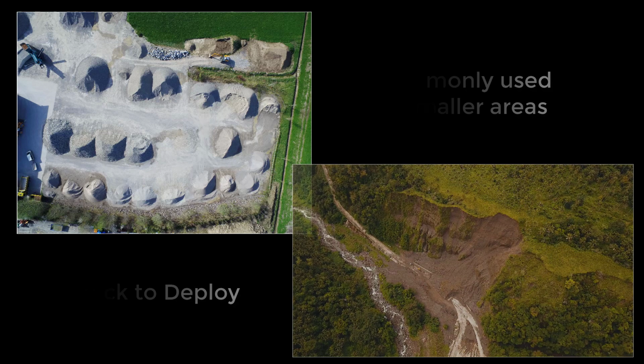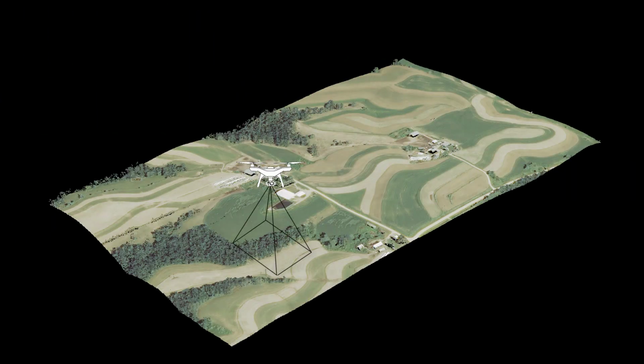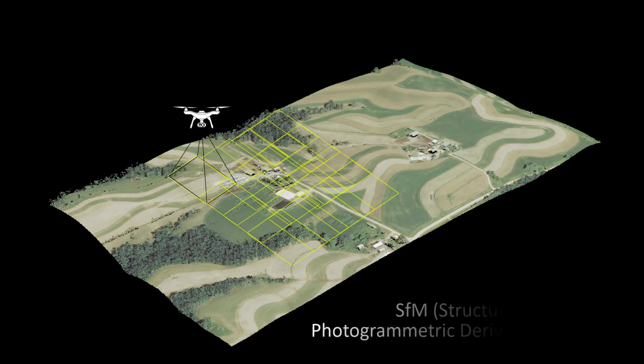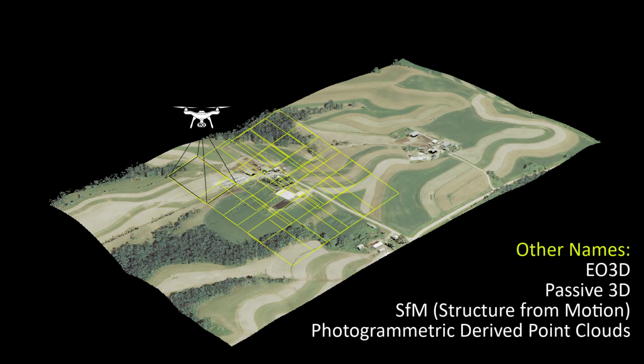Photogrammetry is becoming more and more popular. Photogrammetry-derived 3D data is produced by overlapping images, much the way your eyes work. Seeing an object from slightly different perspectives yields depth perception. Multiply that by many images and many pixels, and you get many 3D points. Other names for these products are passive 3D, photogrammetric-derived point clouds, structure from motion, and EO3D.